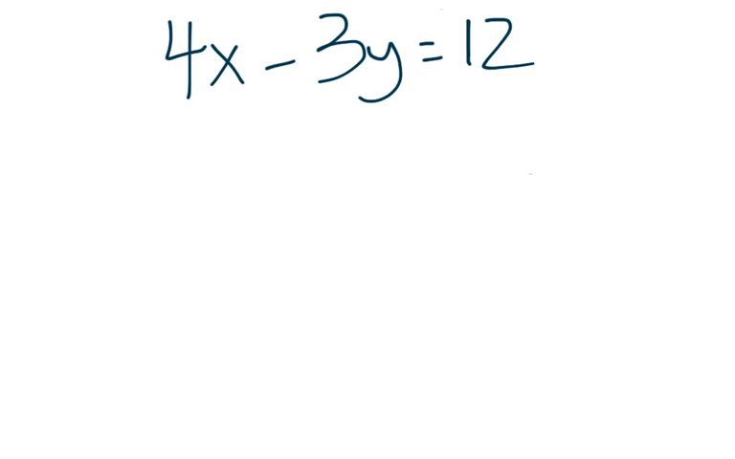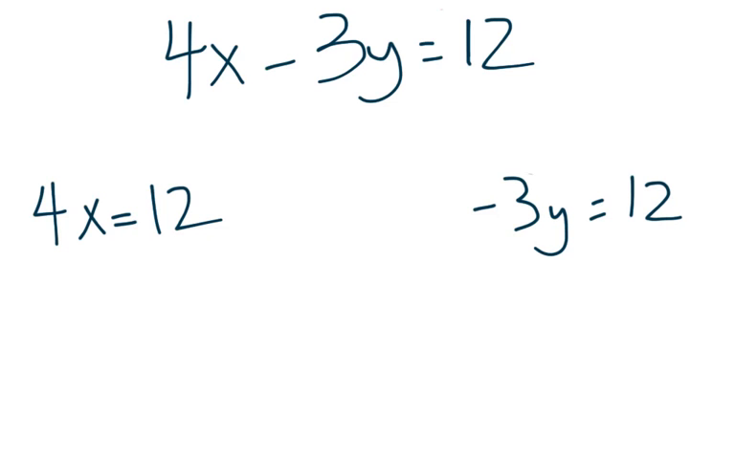Alright, so we're going to create our 2 equations, and then we're going to solve those 2 equations. Again, every time we do this, what we're really trying to find is the x-intercept and the y-intercept. To find the x-intercept, you make y 0. To find the y-intercept, you make x 0. It's very hard to say, but it's not hard to do. So 4x equals 12, and negative 3y equals 12. So there's our two equations.